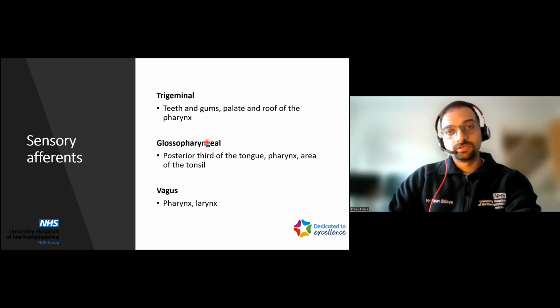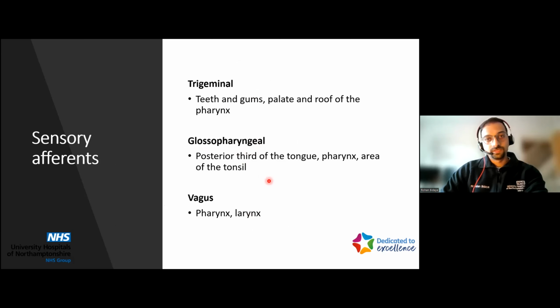Bring them to the higher centers in the brain are the trigeminal, glossopharyngeal, and the vagus. Trigeminal takes inputs from the teeth and the gums, palate, as well as the roof of the pharynx. Glossopharyngeal is from the posterior third of the tongue, pharynx, and some area of the tonsil. Whereas the vagus is the workhorse over here, which takes major sensory inputs from the pharynx and the larynx.